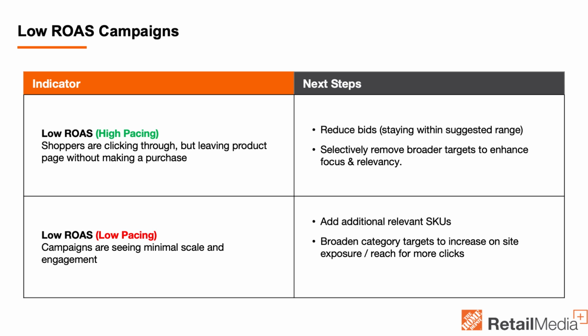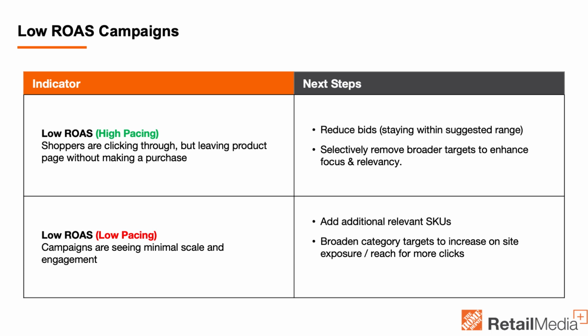If your campaign ROAS is low, but spend through is high, you can do one of two things to optimize for strong ROAS. First, reduce the product bid amount, but ensure it is still within the suggested bid range. Lowering your bid can improve your return without sacrificing spend through by reducing cost while remaining competitive. Or remove broader category targets to improve relevancy. Shoppers browsing more relevant subcategory levels are more likely to purchase. Just keep an eye on your budget utilization as this can be impacted by removing targets.